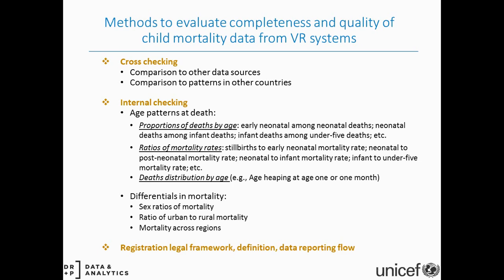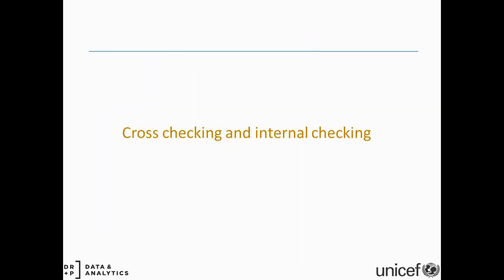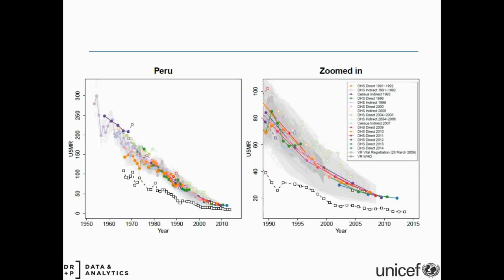And based on the IGME experience, we really want to highlight the importance of understanding the registration legal framework and also the definitions used for live births, stillbirths, and infant deaths, and also the data reporting flow. And we think this can really help us understand how the system works and therefore also understand the quality of child mortality data. So for cross-checking and internal checking, because they are usually used together, we will put them together.